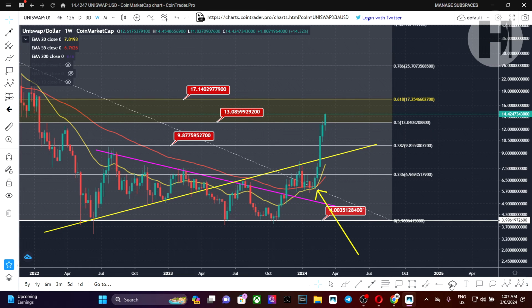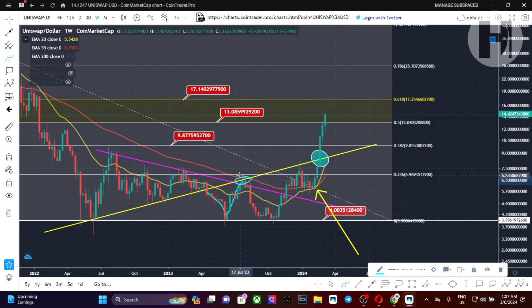Now, one thing to mention here is that we broke above this massive resistance level. That was our support back in 2022. Then we lost it, and then we backtested it as resistance. I remember this event here. We were trading it on the channel. I told everyone this would be a nice area to take some profits at.